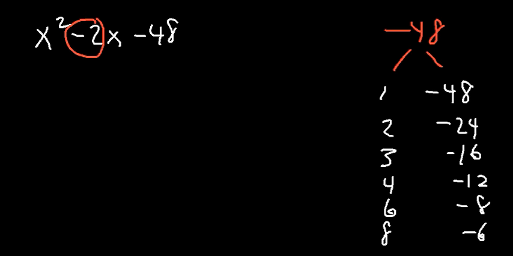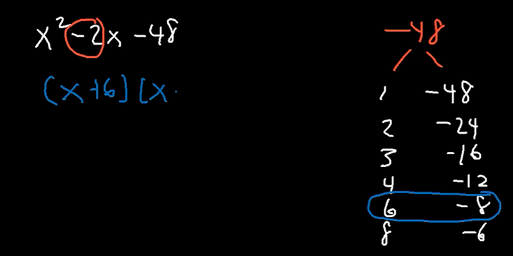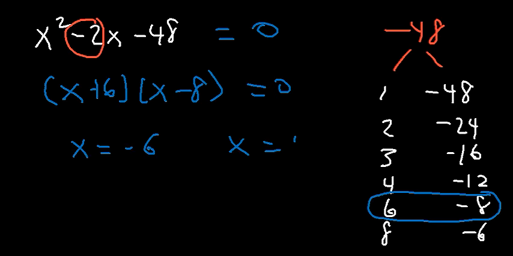So we need two numbers that add up to negative 2. 6 plus negative 8 is negative 2. So the answer is x plus 6 and x minus 8. If it was equal to 0, the solution to the equation would be negative 6 and positive 8. You got to change the sign.